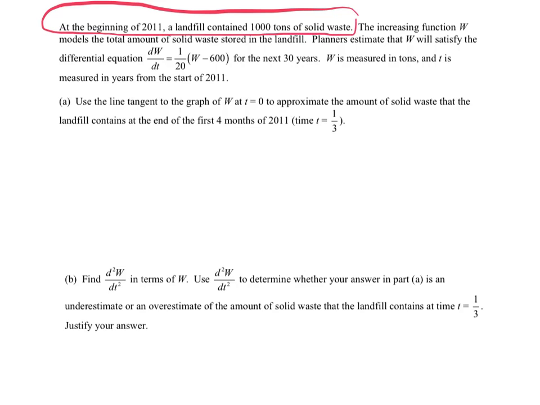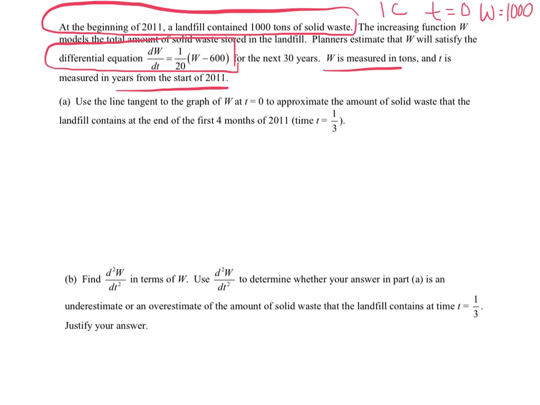That's your initial condition. Did you pick that up? When your time began in 2011, you had a waste of 1,000 tons. The increasing function W models the total amount of waste stored in the landfill. Planners estimate that W will satisfy the differential equation. So an equation with a derivative, that's basically your slope for the next 30 years. W is measured in tons, t is measured in years from the start of 2011. So watch that initial condition.